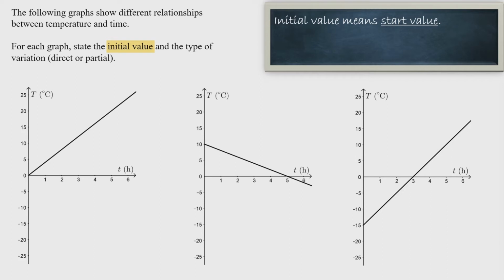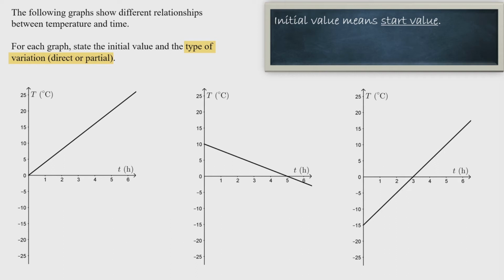The question also mentions variation, and we're asked to state the type of variation for each of the graphs and identify it as either direct variation or partial variation. So a very quick reminder of what direct and partial variation mean. A direct variation occurs when you have a linear relationship where one variable is simply a multiple of the other variable. So that is, it's a proportional relationship. So in this case, we'd have a direct variation if, say, the temperature value was always 5 times the time value. That would be a direct variation. A partial variation occurs when we have a linear relationship where one variable is not simply a multiple of the other variable.